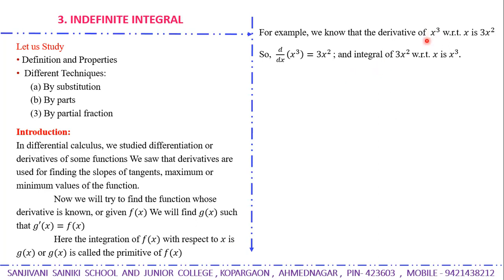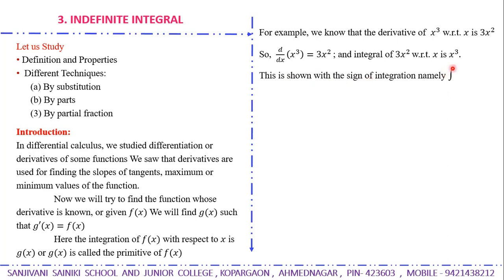For example, we will see one example. What is the derivative of x cube? It is 3x square. So we write it as d by dx of x cube is 3x square. In other words, we will say the integration of 3x square is x cube. The derivative of x cube is 3x square, so the integration of 3x square is x cube. Integration is sometimes also called antiderivative, because integration is the opposite process of the derivative.